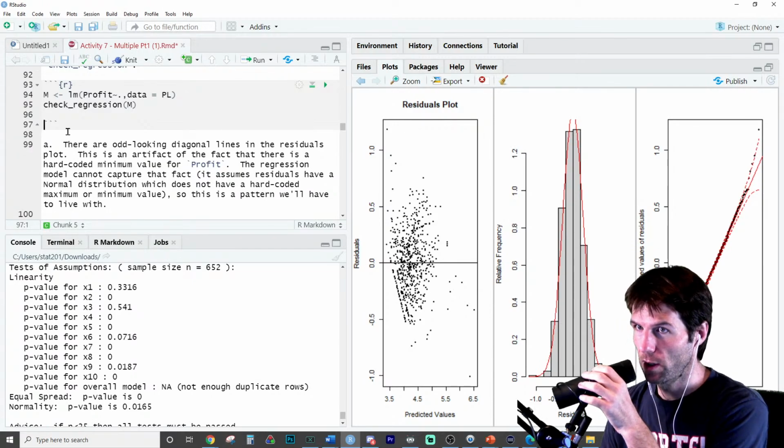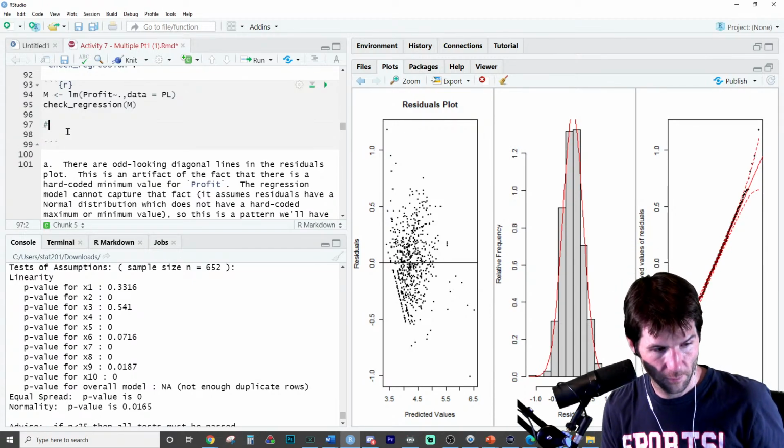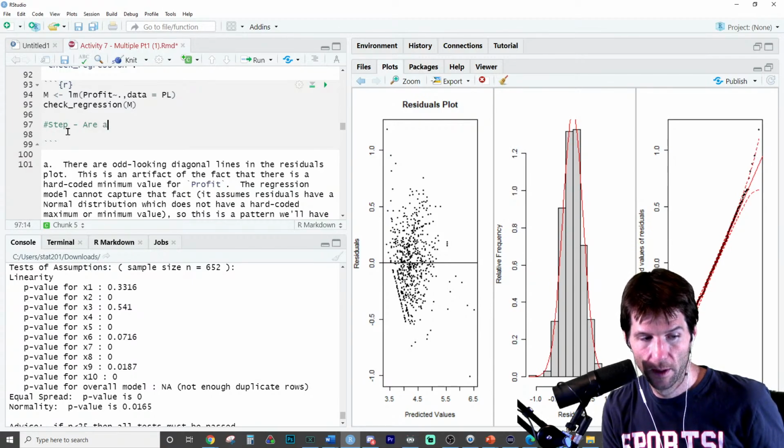So when you do a check regression, let's write the steps down because maybe some people don't know this. Step 1.